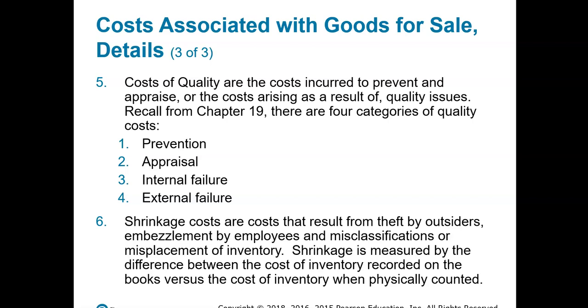Then we have internal failure costs. And internal failure costs are the costs incurred on defective products before they are shipped to customers. So these are fully completed units or units that have been pulled from production, but before they are shipped to customers. So these are costs incurred on defective products before they are shipped to customers. Some examples of internal failure costs can be reworking bad units, spoilage, scrap.